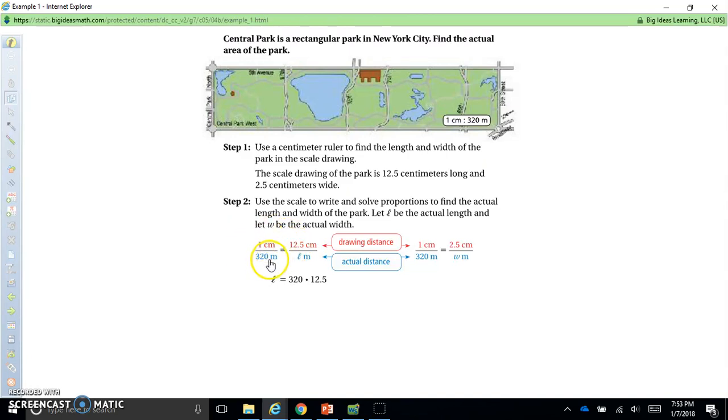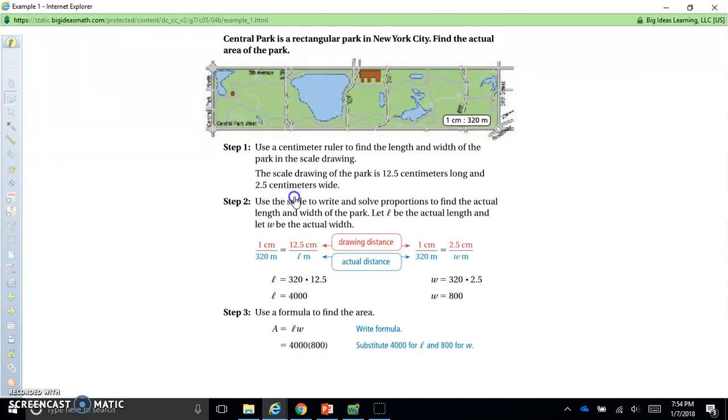We're going to do that multiplication right here. What times 1 is 12.5? We get that the length of the actual park is 4,000. The actual width, this one's 2.5 because we measured 2.5, is 800. I'm having a hard time measuring on the computer, so I'm having our book help us out. Now we multiply length times width, and we get that the actual park is 3,200,000 square meters. Remember, square because it's an area.